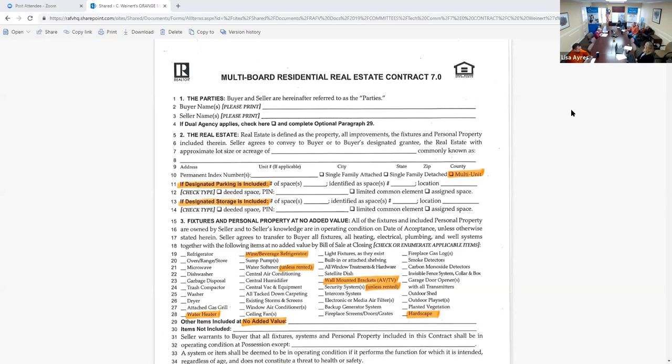I'm going to walk you through the changes that we've made. You'll have an opportunity to ask questions. I hope I can clarify some things. I'm going to do this line by line. You'll have the highlighted copy on your screen.